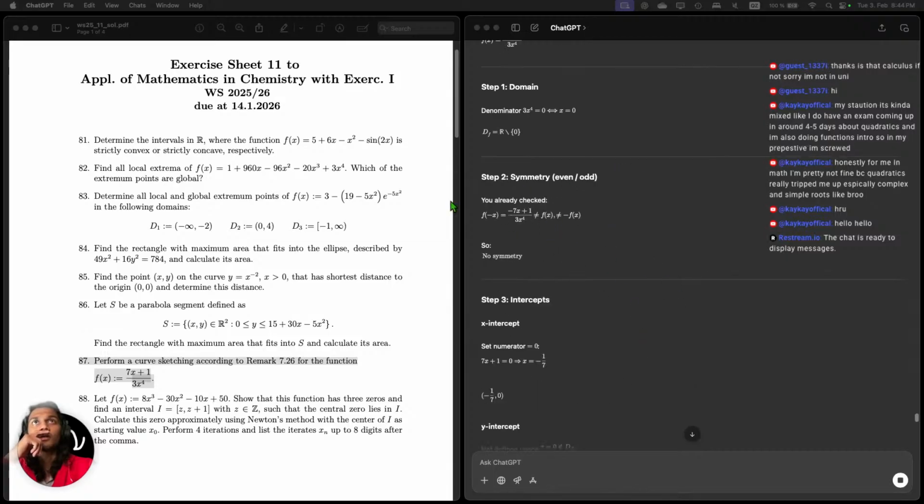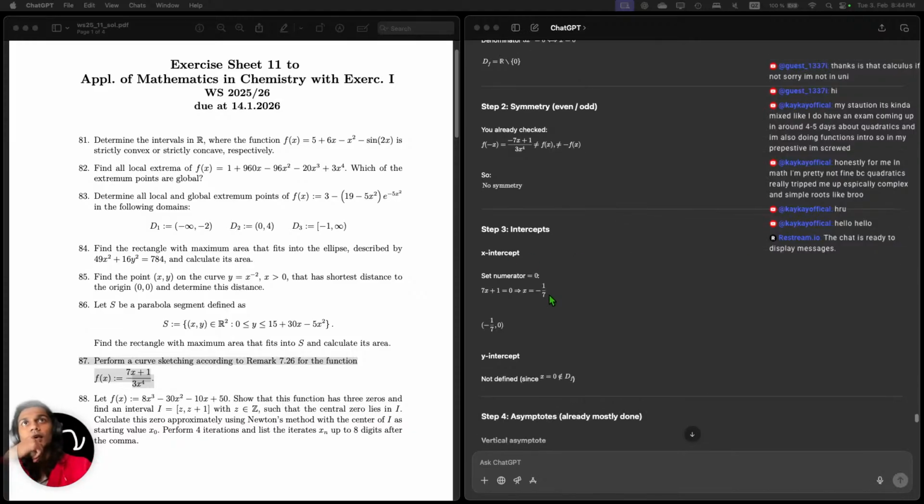Symmetry, even over R. Check for symmetry, no symmetry, intercepts. Intercept, okay, okay. What was that?